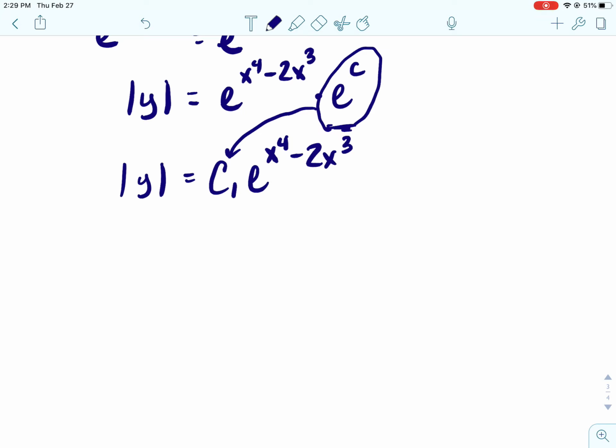All right, one more thing, and this is the algebra thing. Solve an absolute value equation. What do you have? You have two, right, with a plus and a minus. So this is going to be positive and negative, c sub 1, e to the x raised to the 4th minus 2x raised to the 3rd. And again, if we're finding this for a specific value, it would only be either the plus or the minus. I know, this is a lot.